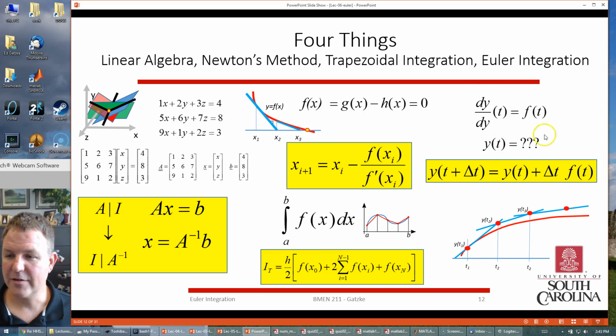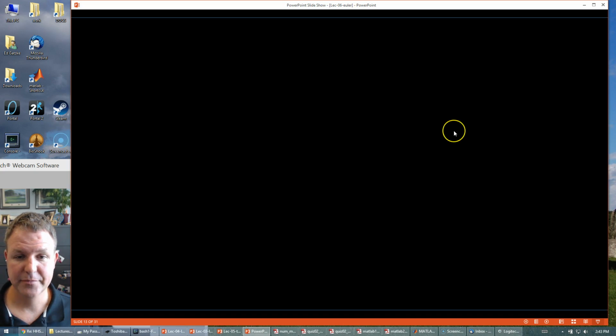And given an ordinary differential equation, in this case one that only depends on time, we can use an update equation to give us values that approximate the solution of that differential equation. That's basically what COMSOL does. It just does it on a much larger scale.